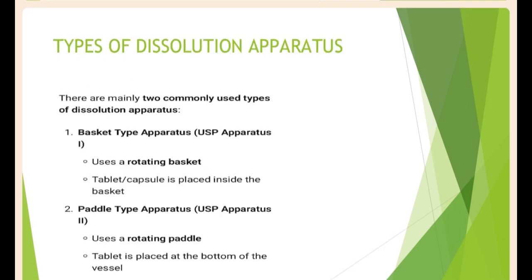Next, move on to the types of dissolution apparatus. There are mainly two commonly used types of dissolution apparatus: basket type and paddle type. Basket type uses a rotating basket, and the tablet or capsule is placed inside the basket.